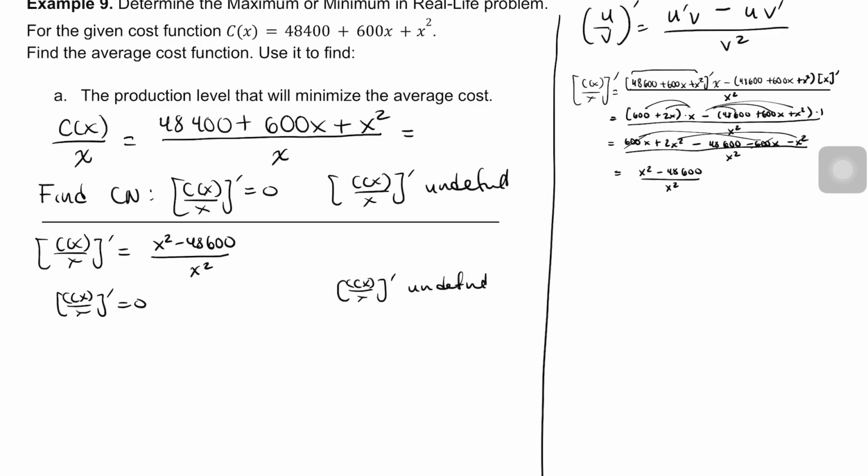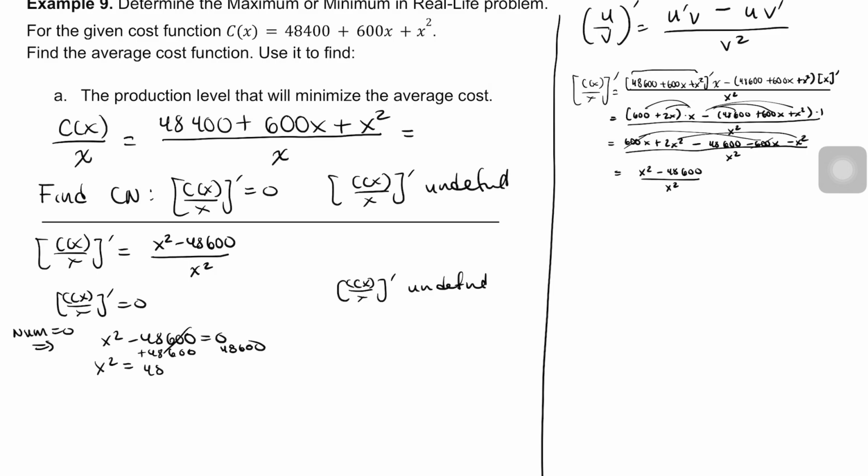Okay, so the only way that this is going to be 0 is whenever the whole thing is 0, right? So this is 0 whenever the numerator is 0. We talked about this before. So take the numerator and set it equal to 0, and that will give you when the whole thing is equal to 0. So that happens by adding 48,600 on both sides of the equation.